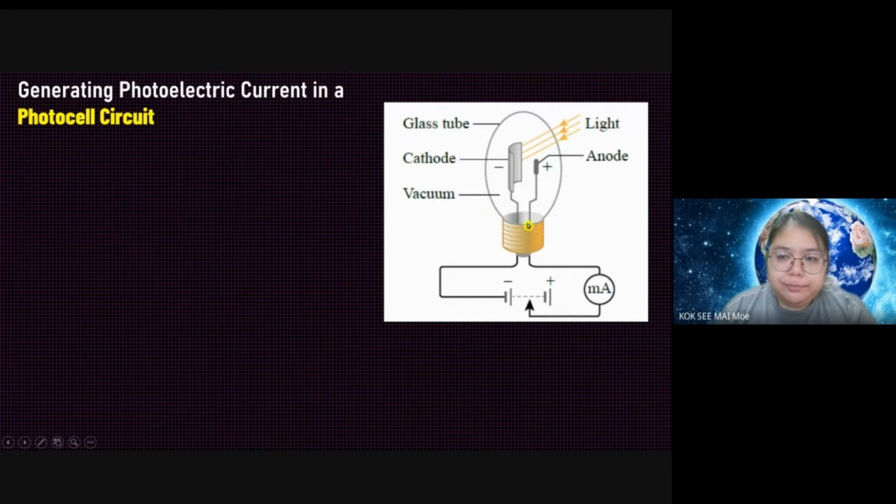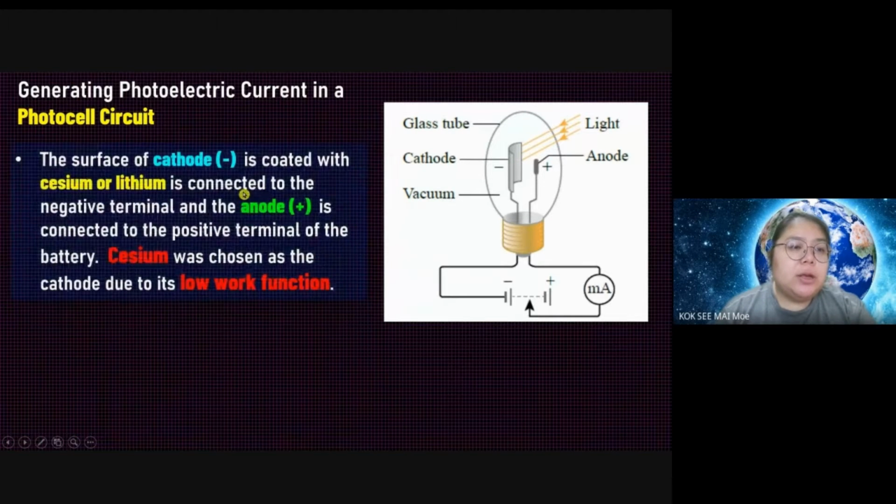Okay, you can see the diagram. They have a cathode and an anode. The light will shine on the cathode, and after that they produce an electron. From here you see the process. First, the surface of the cathode is negative. The cathode is joined to the negative terminal. It must be coated with calcium or lithium, either one. The cathode is connected to the negative terminal and the anode is connected to the positive terminal of the battery.